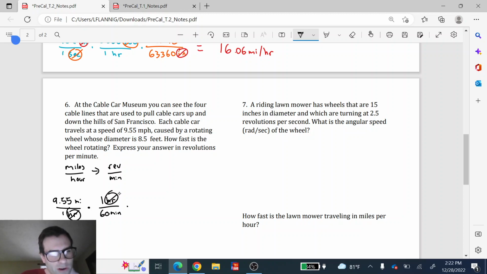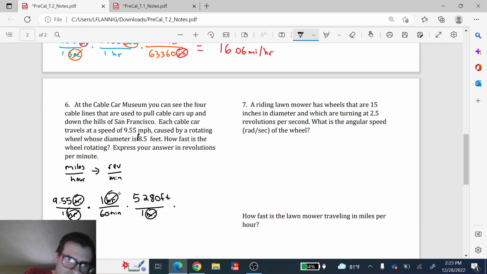So we know 8.5 feet. So we first have to convert our miles into feet, which is 5,280 feet for every 1 mile traveled. That's going to get rid of our miles. So we have feet. But now we're going to use our feet, and the reason we had to get to feet is because our diameter is given to us in feet.